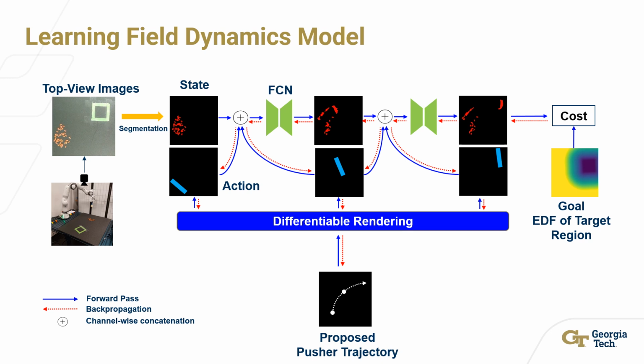By leveraging the insight that interactions between granular objects are dominated by local friction and contact, and are also translationally equivariant, we propose a fully convolutional network that employs a unified density field-based representation of both states and actions.